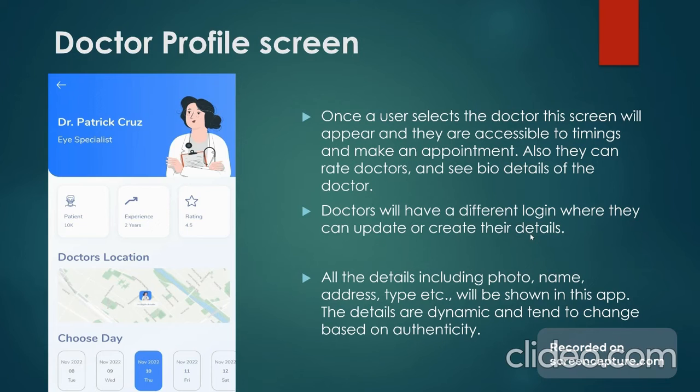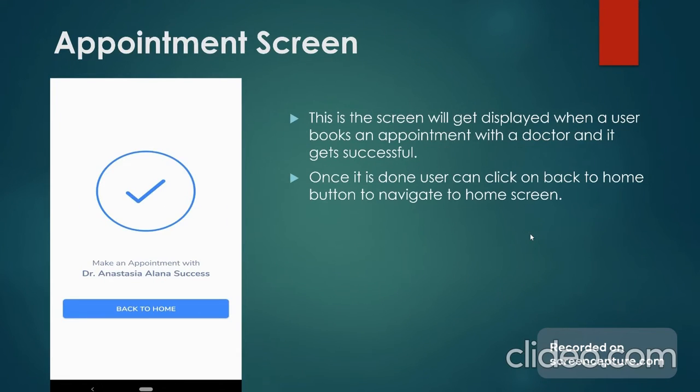As we move on to the next screen, the appointment screen. This screen is displayed when a user books an appointment with a doctor, and once it is successful, the screen will appear. Once it is done, if a user wants to go back to the home screen, they can click on the back to home button we have provided below.